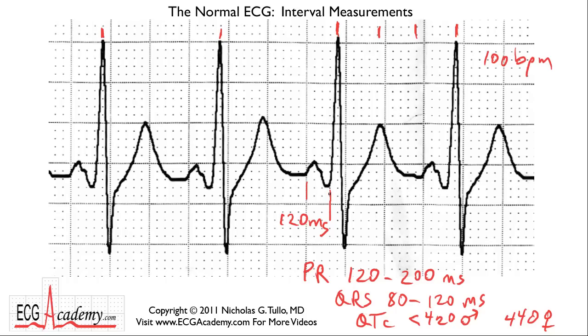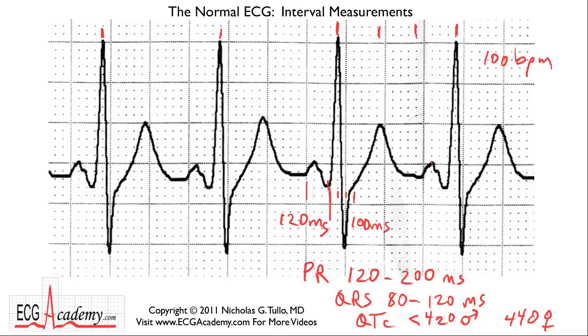The QRS starts with this light line and ends right about here. So you'd call it 40, 80, and not quite a whole other box, so that's another 20 milliseconds. That gives you 100. So 100 milliseconds for the QRS duration, that's in the normal range.